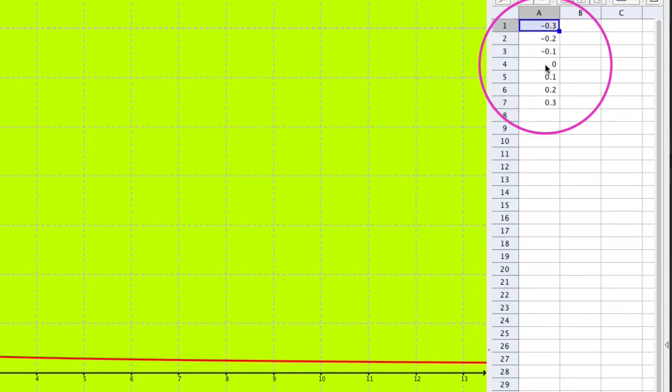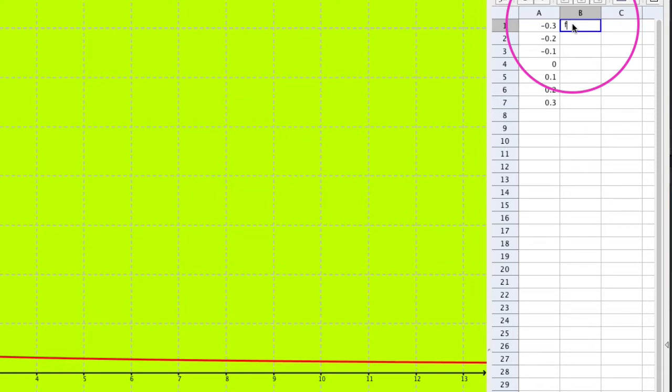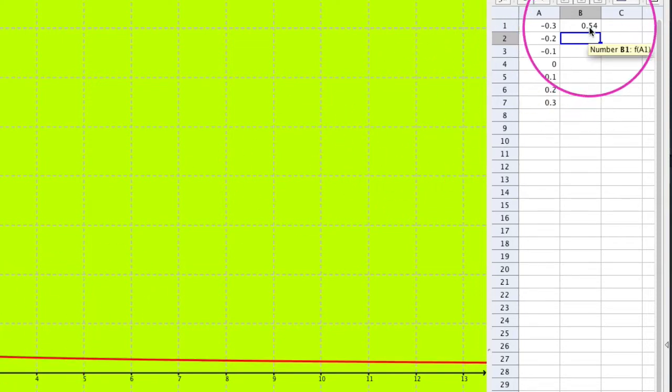We'll find the function values at these given x values. I'll type in f of whatever is sitting in cell A1 here, and that happens to be negative 0.3, and enter. It says that if you plug in an x value of negative 0.3 into this function, you would be right here at a height of about 0.54, so just a shade above a half.